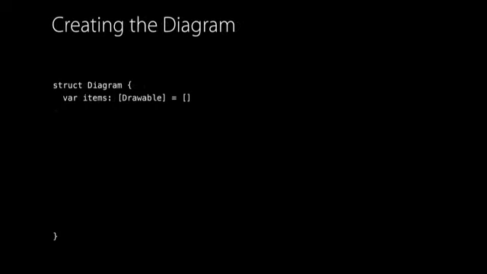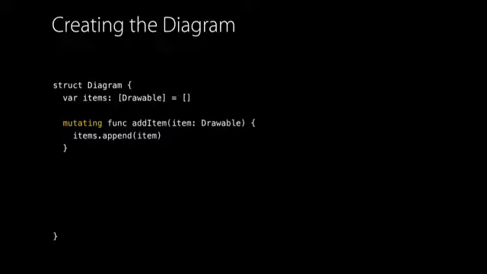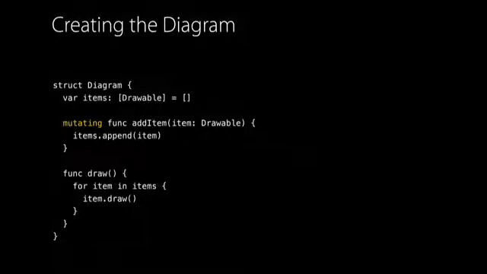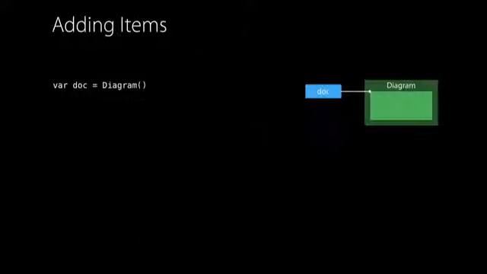Now back to our diagram. It's got this array of Drawables called items. We need to create a method to add items. Of course, that's marked as mutating because that mutates self. We're going to implement the draw method to simply iterate through that list of items and call the draw method on each item that's in the list. So let's take a look at it diagrammatically.